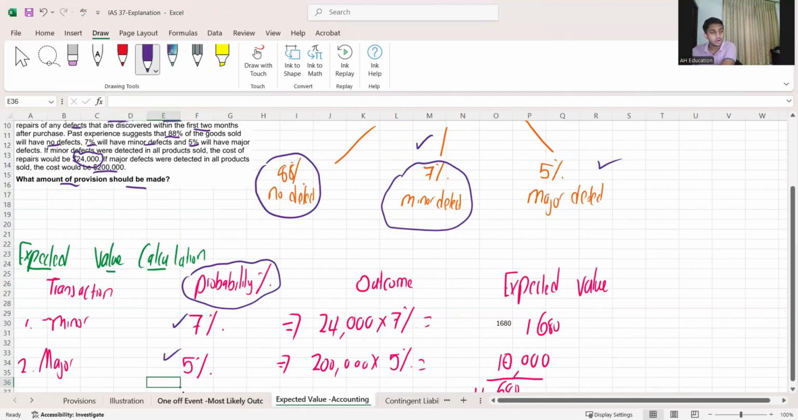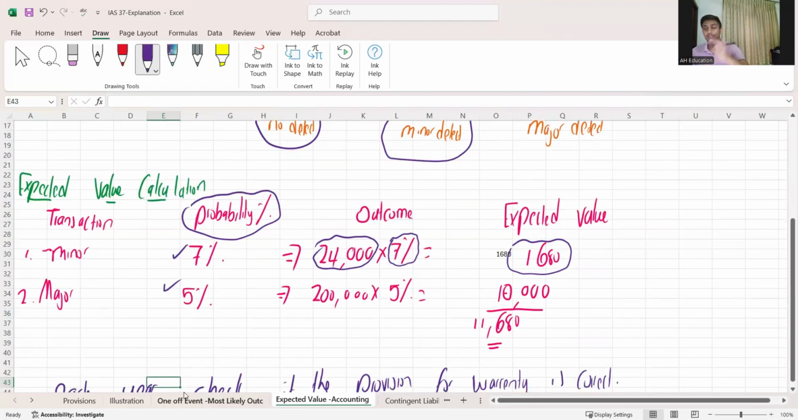And they told you all, again by referring to the question itself, that 24,000 will be incurred if there is a minor occurrence. So therefore your expected value would be 1,680. How did I arrive at that? 24,000 is the cost if it's a minor level damage, but there's a 7% chance only of it occurring.